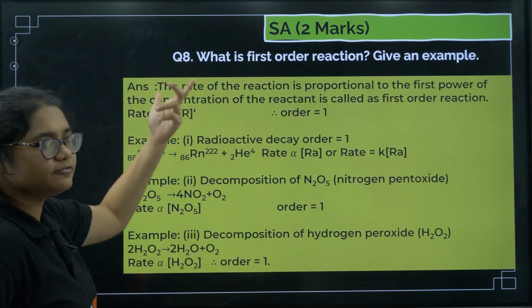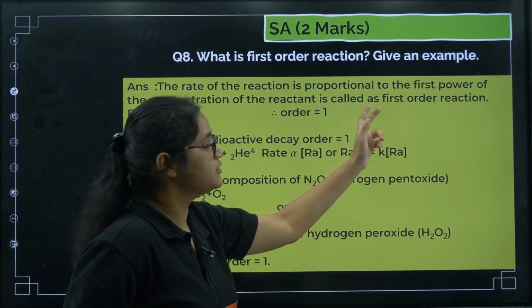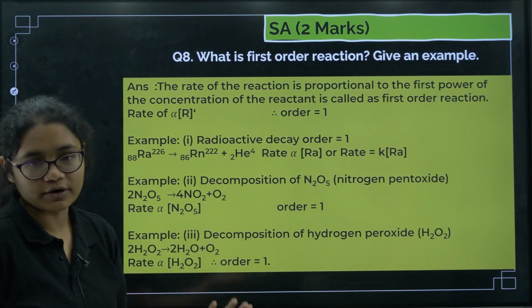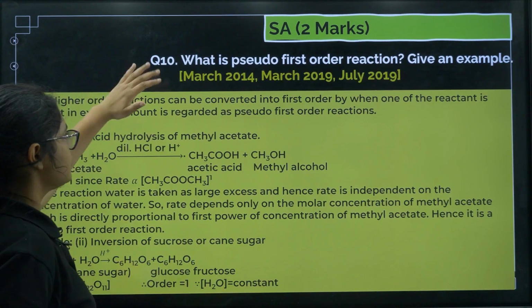Similarly, first order reaction: the rate of the reaction is proportional to the first power of the concentration of the reactant is called your first order reaction. Examples are many, you can write any one. Next, pseudo first order reaction.